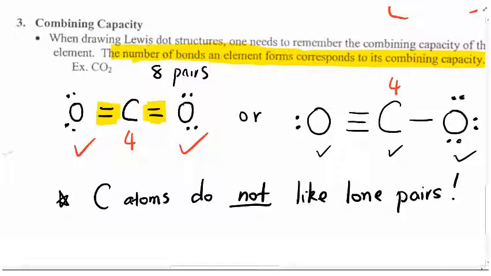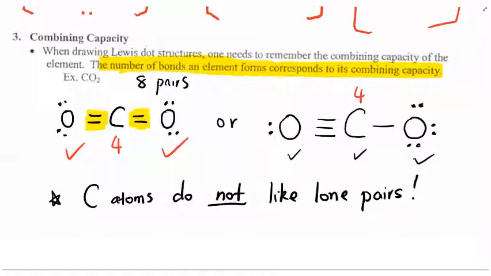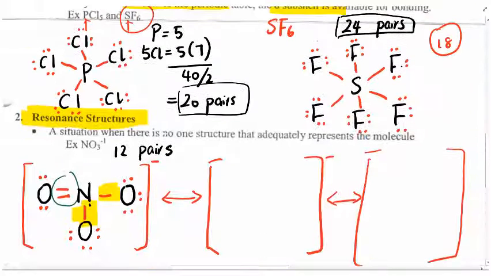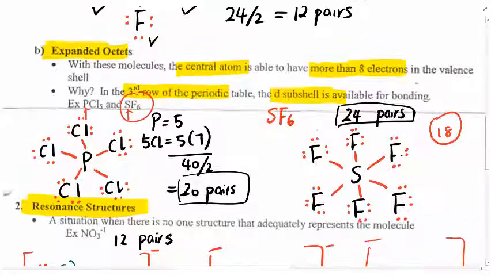Alright, so that's the end of today's lesson. Miss Yu is going to give you more instructions on what to do, and I shall see you guys on Friday. And don't forget about the quiz. What is helpful from today's lesson for the quiz is the combining capacity. So make sure you think about combining capacity when you build a model, and resonance structures may or may not be on the quiz, but the exceptions definitely won't.